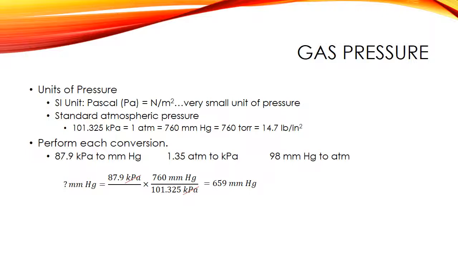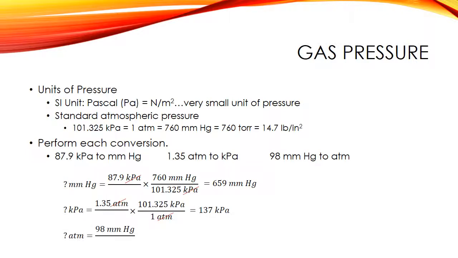Alright, these next 2, I'll just quickly put them up here so you can check them out. You can see going from 1.35 atmospheres to kPa or kilopascals should give you 137 kilopascals, and then going from 98 millimeters of mercury to atmospheres should give you 0.13 atmospheres.